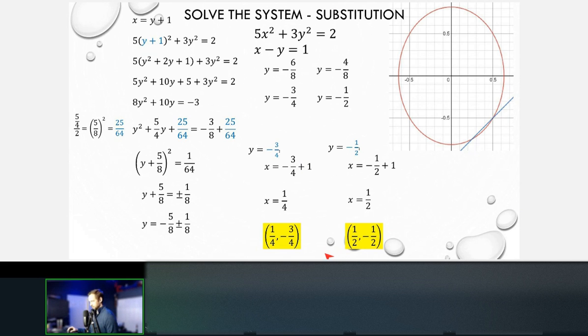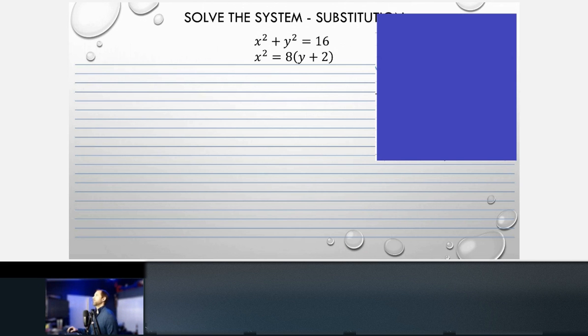Okay, let's look at another one. All right. We want to solve again by substitution method: x squared plus y squared equals 16, x squared equals 8 times (y plus 2). All right, class, what type of conic is this first equation?